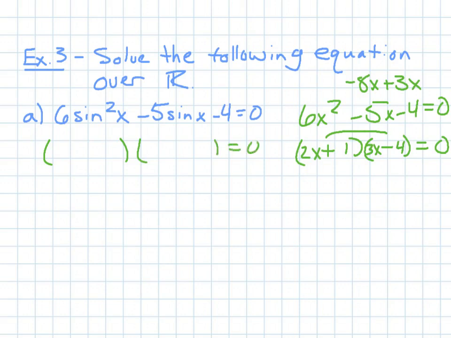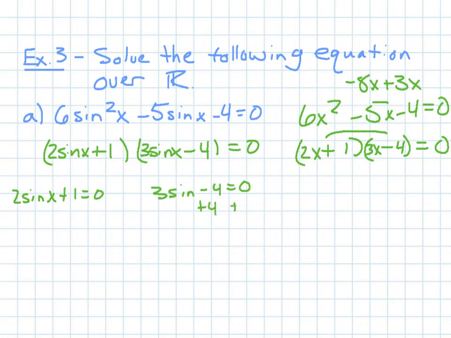So using that same factoring for our trig equation, I have 2 sine, x being our variable in this case, plus 1, and then 3 sine x minus 4. So now here, using your zero product property, you can split them up, just like what we would do with the other one. And I would solve each individually.